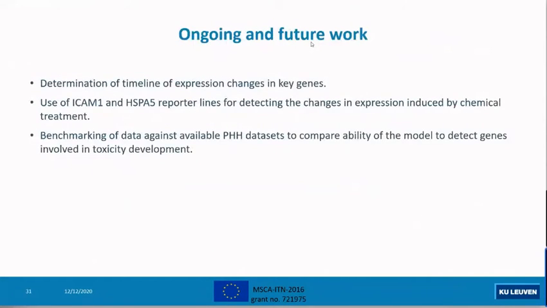For ongoing and future work, I'm also doing the determination of the timeline of expression changes in the key genes involved in toxicity development, and use of ICAM1 and HSPA5 reporter lines to detect the changes in expression induced by chemical treatment. ICAM1 and HSPA5 are both genes that came up, which is why I'm using them. And thirdly, I have the benchmarking of my data against available PHH datasets for the same chemicals to compare the ability of the model to detect genes involved in toxicity development.